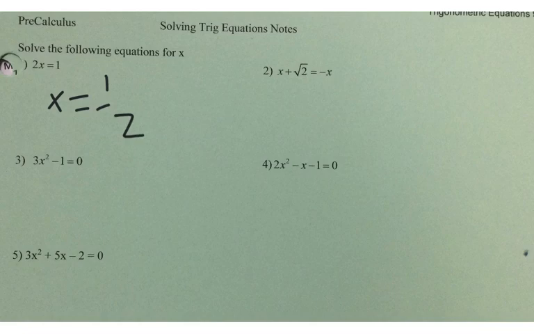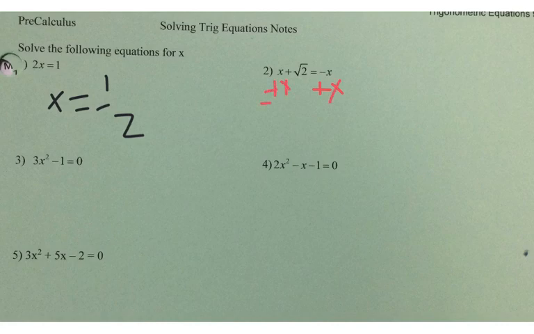The next one. If x plus radical 2 equals negative x, how would you solve that? So you've got x's on both sides of your equation. You need to get your x's to the same side. So I would add x.